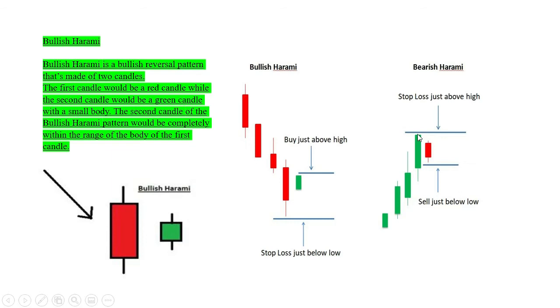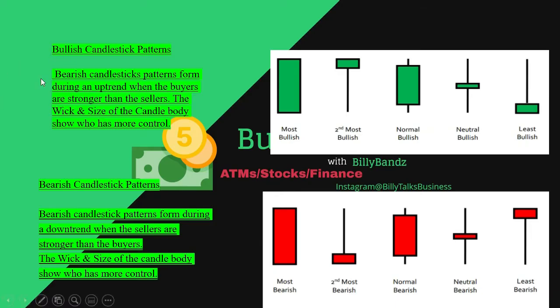You would do the same thing. You would sell short here, place your stop loss above, and same technique, vice versa. So now we went over the bullish candlestick patterns.